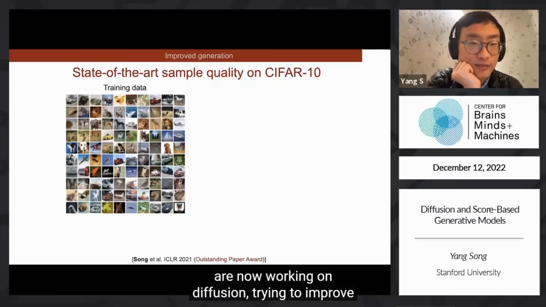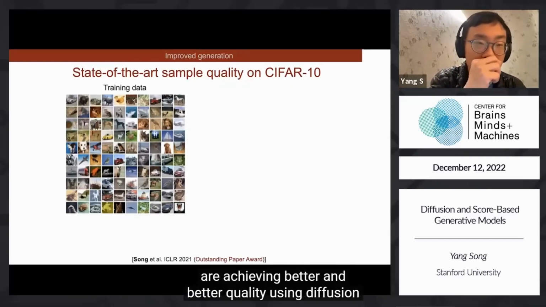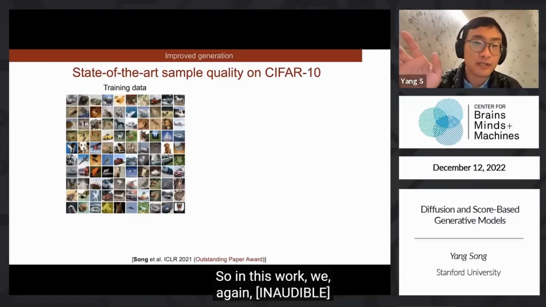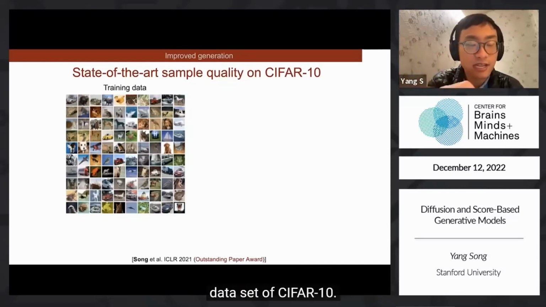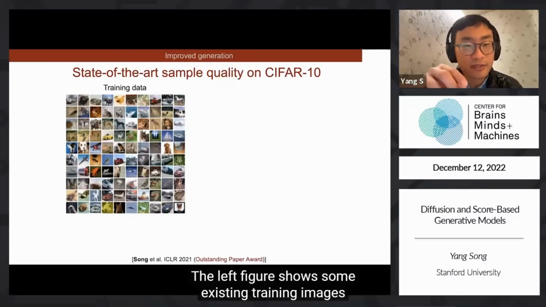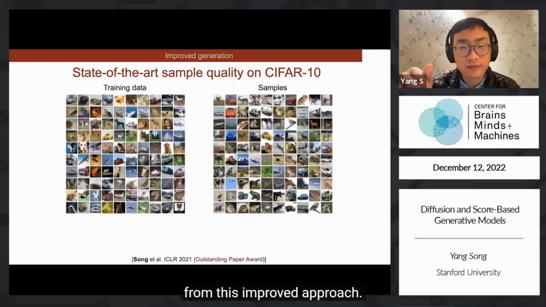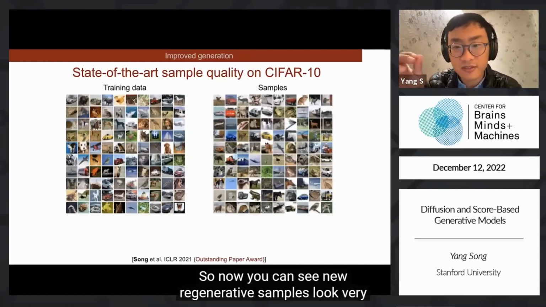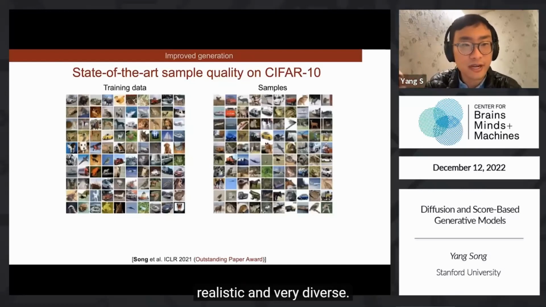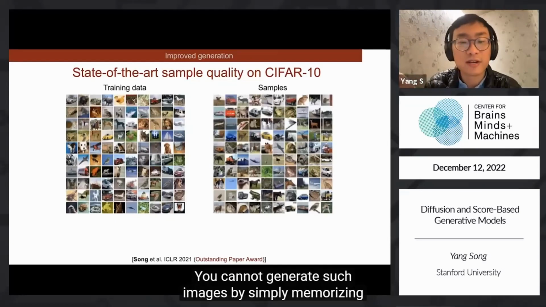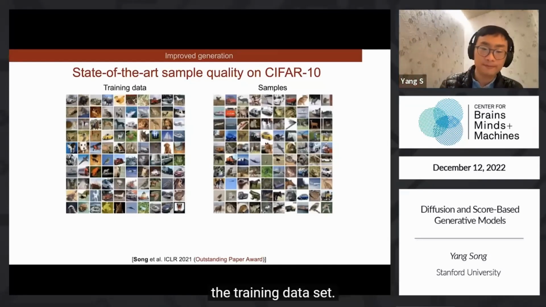People are now working on diffusion, trying to improve various perspectives. So it's not unexpected that people are achieving better and better quality using diffusion models or score-based models. In this work, we again tackle the dataset of CIFAR-10. The left figure shows some existing training images from the CIFAR-10 dataset. The right figure shows the newly generated samples from this improved approach. You can see the newly generated samples look very realistic and very diverse. They're also different from existing training images. You cannot generate such images by simply memorizing the training dataset.